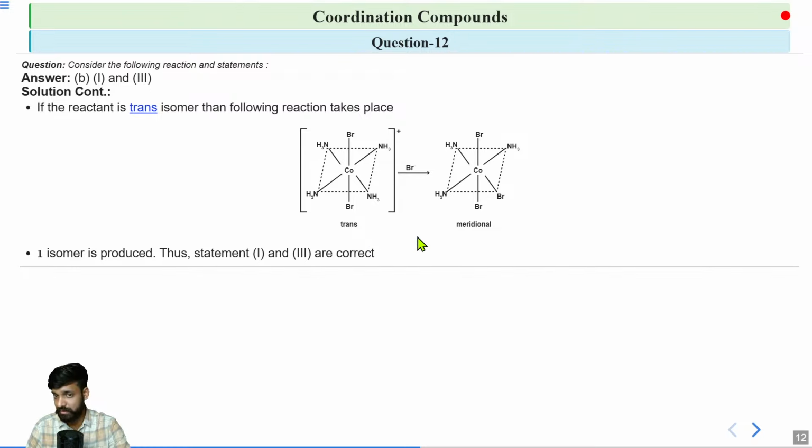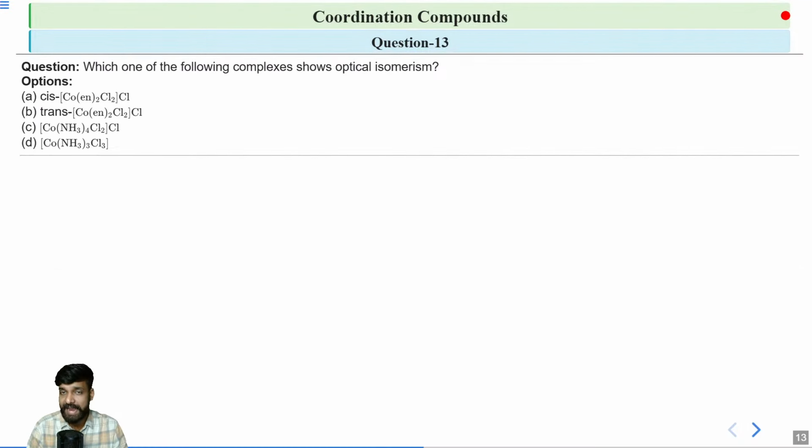So if you are not able to solve it, no worries. These questions are not asked in your recent exams. So these were some questions from the reactions of coordination complex. So our last question of today's discussion: which one of the following complexes shows optical isomerism? First one, cis [Co(en)2Cl2]Cl. Second, trans [Co(en)2Cl2]Cl. Third one, [Co(NH3)4Cl2]Cl. And last one, [Co(NH3)3Cl3].